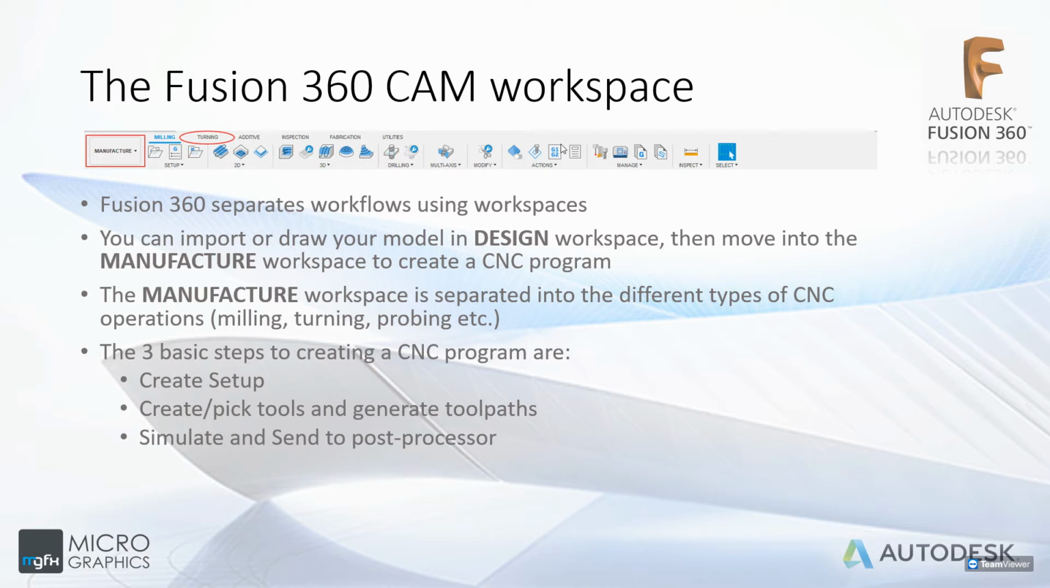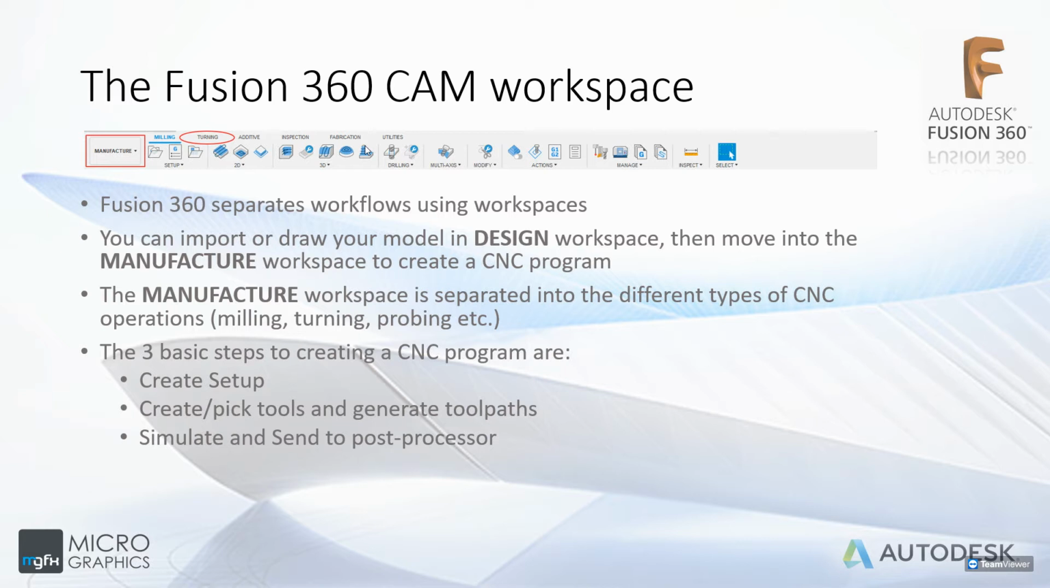Okay, the manufacturer workspace is separated into different types of CNC operations. So you can see at the top here, you have your main manufacturer workspace with all the tools, but you can switch between which type of CNC operations you want to do, whether it's milling, turning, and fabrication, or plasma and laser cutting, right? There are also inspection for probing and additive manufacturing, but that won't be talked about too much in this webinar. The main types of CNC are going to be milling, turning, and fabrication.